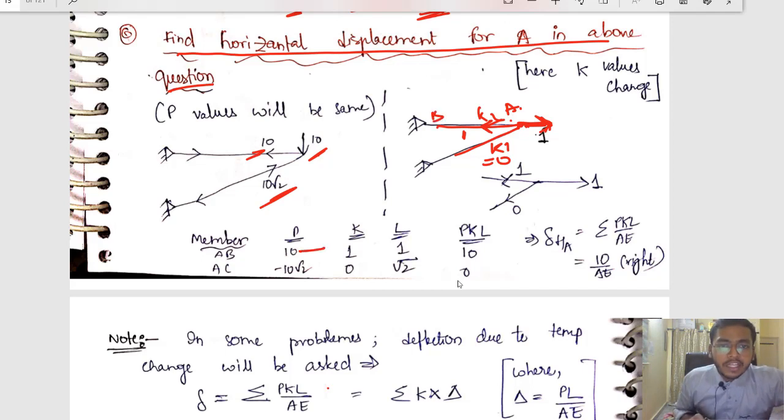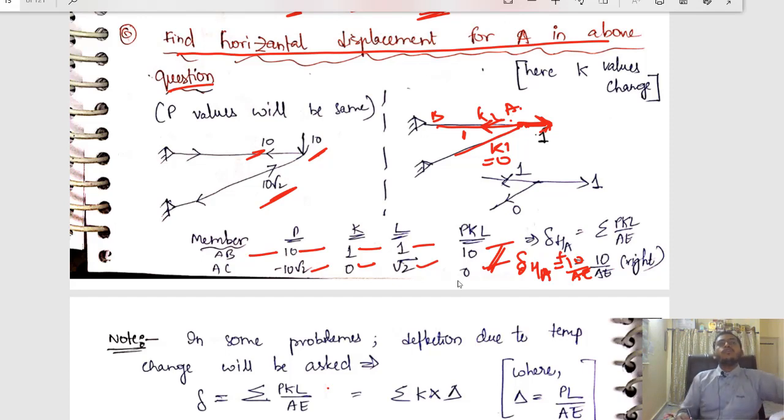In member AB, the P value was 10, the K value was 1, and the length was 1 unit. So PKL is 10. For AC, my P value is minus 10 by root 2, my K value is 0, my length is root 2, my PKL is 0, because anything into 0 is 0. So the summation of PKL is 10, right? So delta HA, the horizontal displacement at joint A, is nothing but 10 divided by AE, PKL by AE. And again you got a positive value.